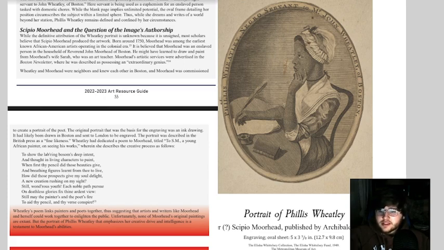Wheatley's poem links painters and poets together, thus suggesting that artists and writers like Moorhead and herself could work together to enlighten the public. Unfortunately, none of Moorhead's original paintings are extant, but the portrait of Phillis Wheatley that emphasizes her creative drive and intelligence is a testimony to Moorhead's ability.